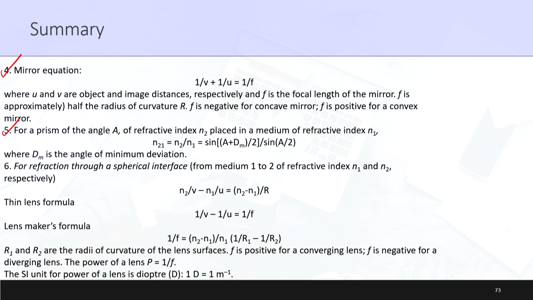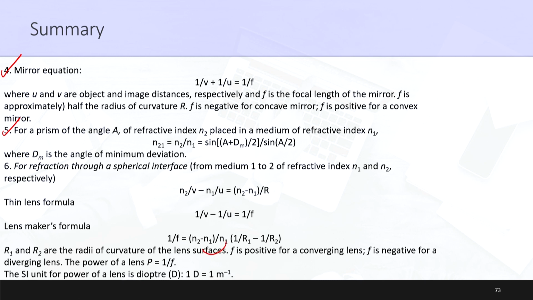So, for refraction through a spherical interface from medium 1 to 2 of refractive index n1 and n2 respectively, n2 by v minus n1 by u is equal to n2 minus n1 by r. Thin lens formula is 1 by v minus 1 by u is equal to 1 by f. Lens maker's formula is 1 by f is equal to (n21 minus 1) into (1 by r1 minus 1 by r2).